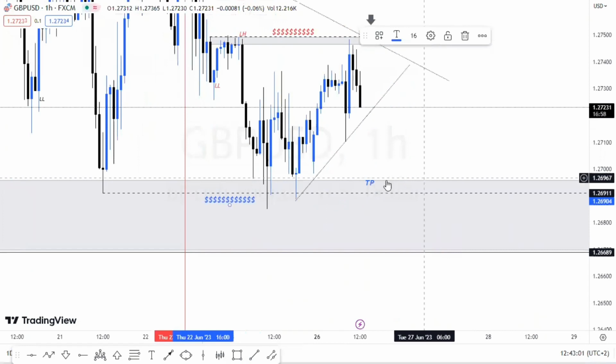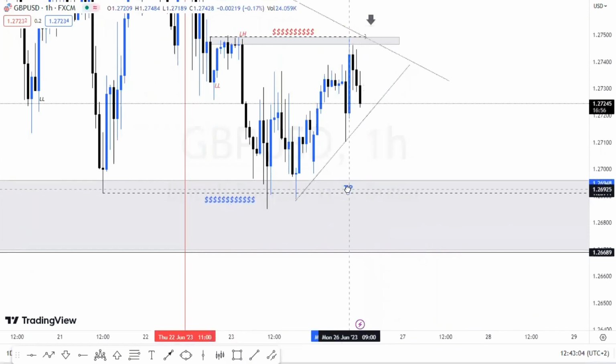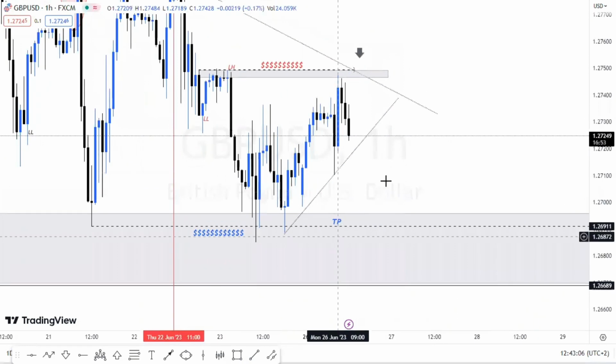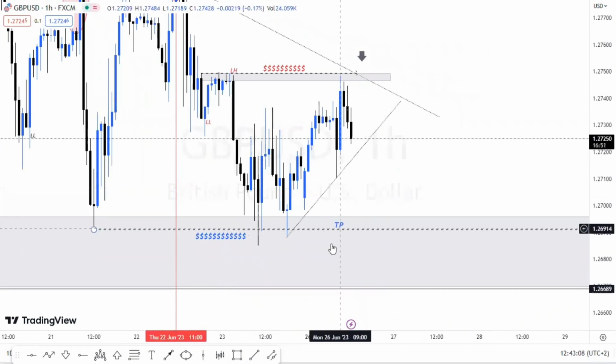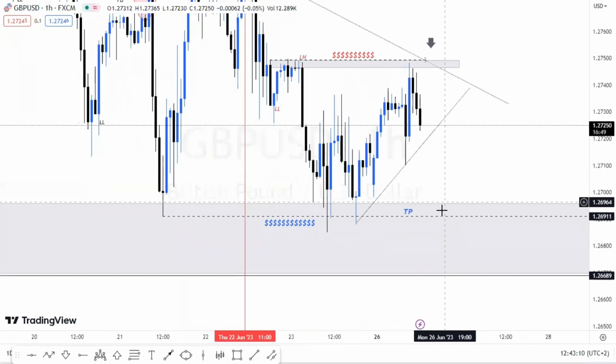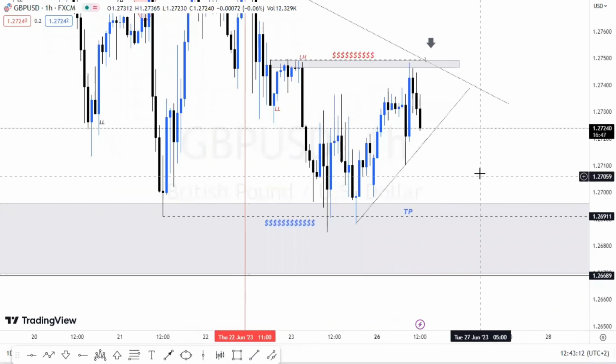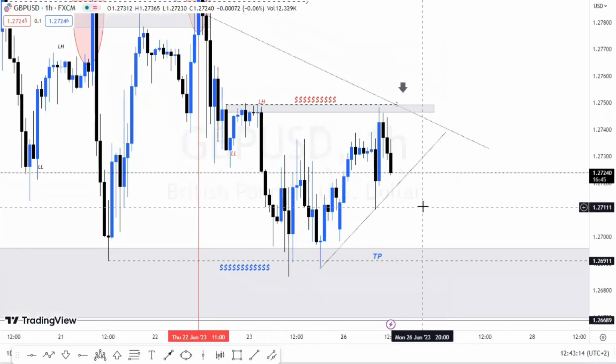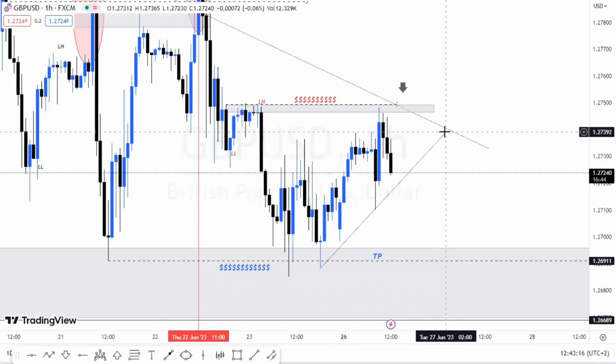So hence I'm going to have my TP before price even comes to this level, because I know if it's going to come to this level, it's definitely breaking the equal lows to go get the stop losses and then go up. So yeah, that's what I'm going to be looking at on GBPUSD.